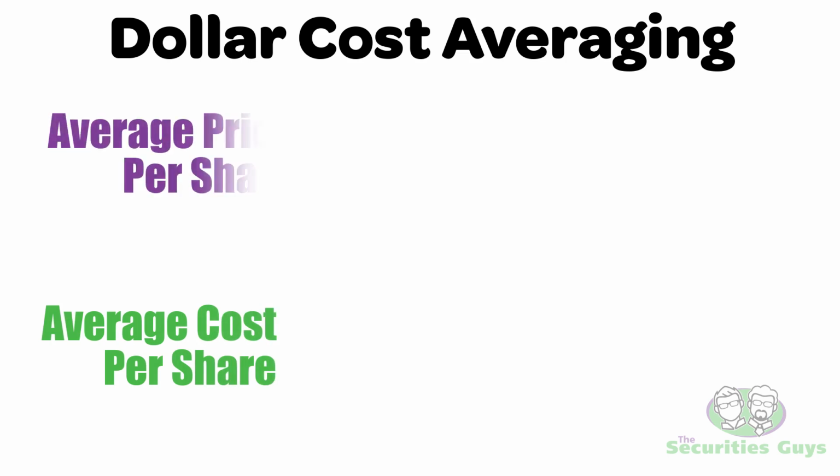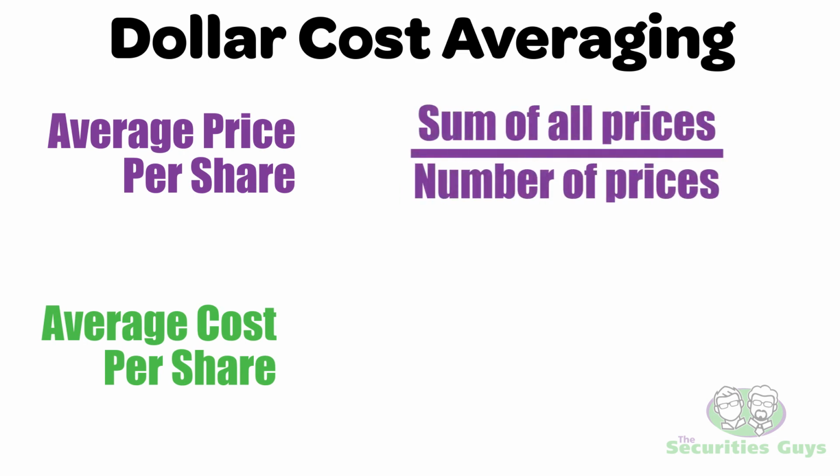average price per share. The average price per share is found simply by taking all of the prices that we paid and then adding them together, dividing by the total number of prices, and we look at that number. That is the average price per share. We will look at examples shortly.